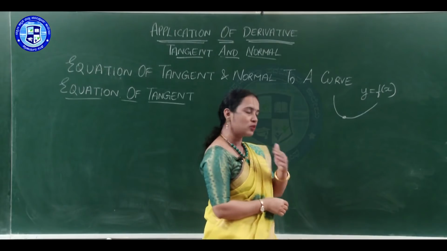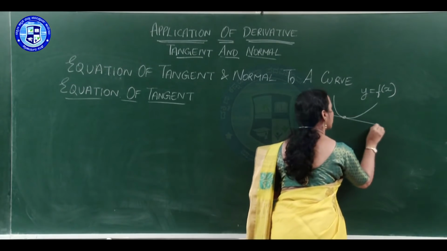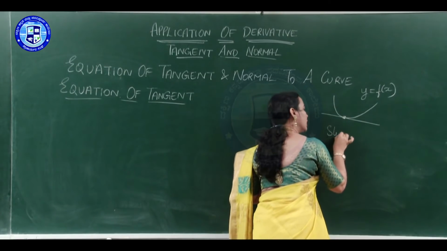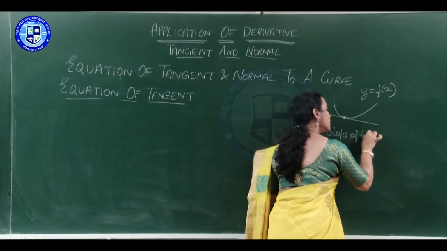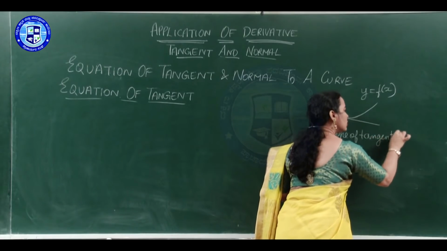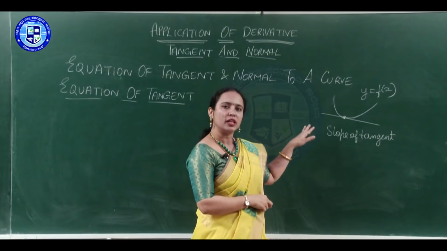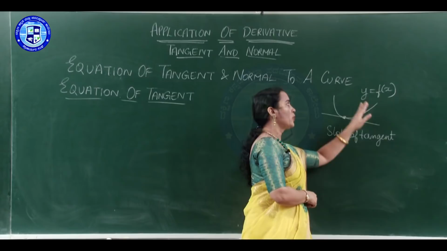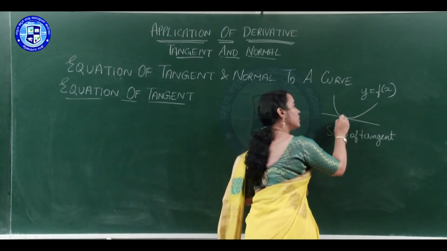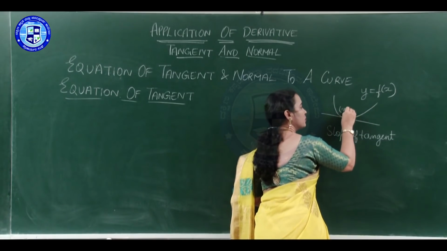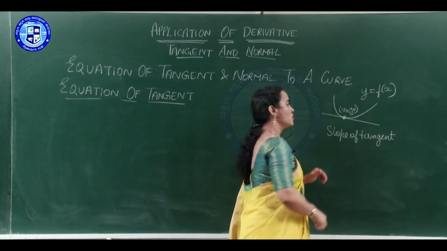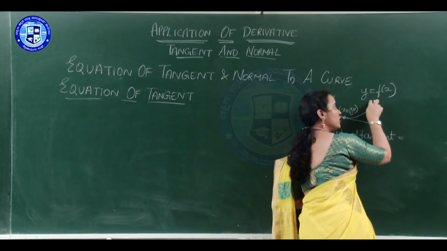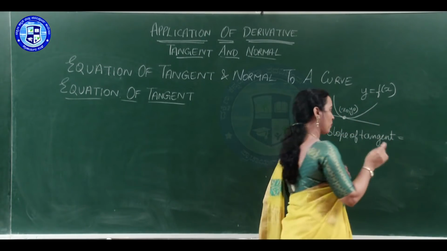So, if you have to find the slope, we draw a tangent at this point, correct? How will you find the slope of the tangent if theta is not given? It is very simple. You just find the derivative of the given function and then place the point in it. So, to find the slope of the tangent, you have to differentiate the function and place the point in it.